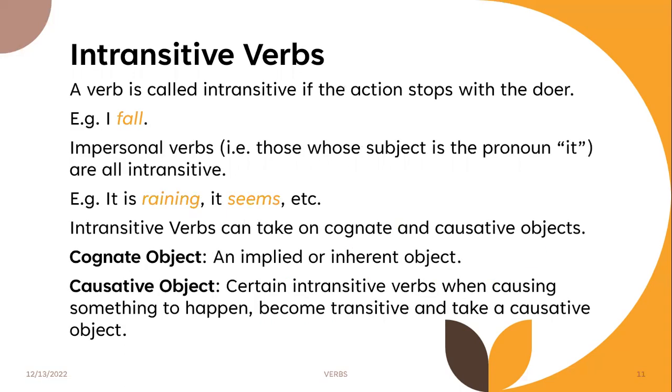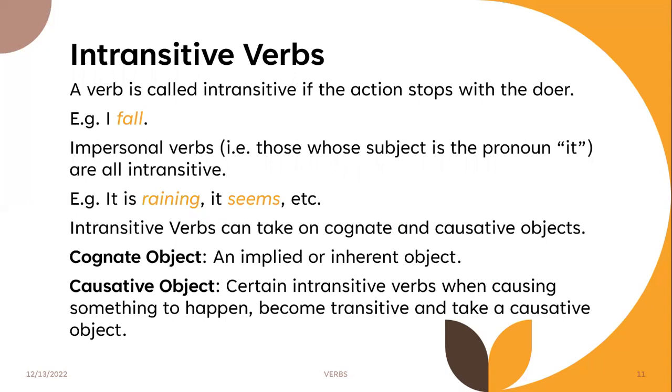Next, we have intransitive verbs. A verb is called intransitive if the action stops with the doer. Example, I fall. Impersonal verbs, that is, those whose subject is the pronoun it, are all intransitive. It is raining, it seems, etc. Intransitive verbs can take on cognate and causative objects.